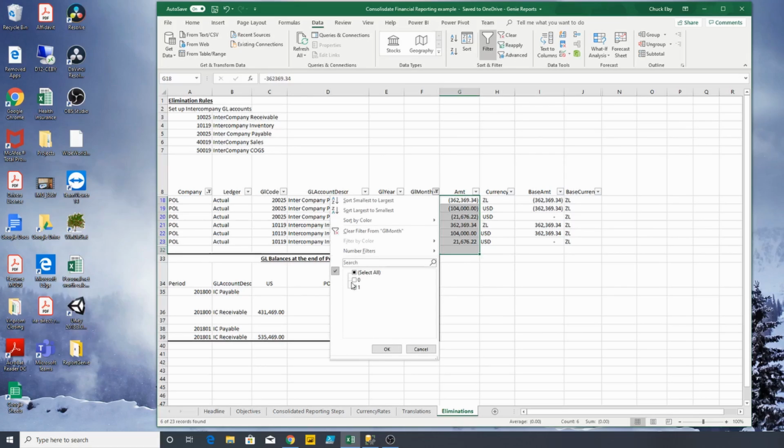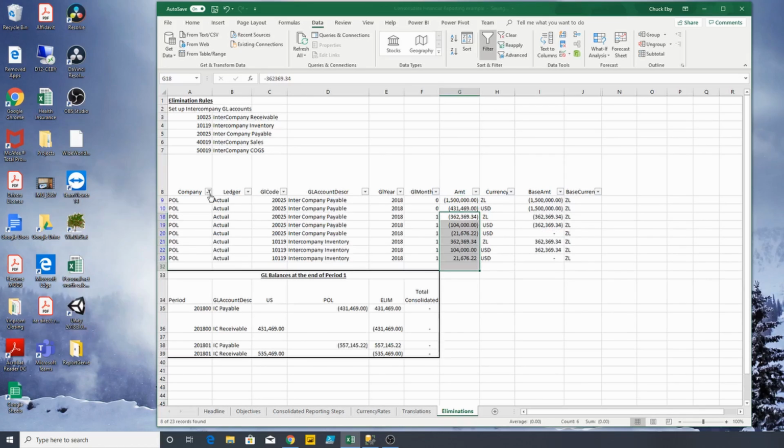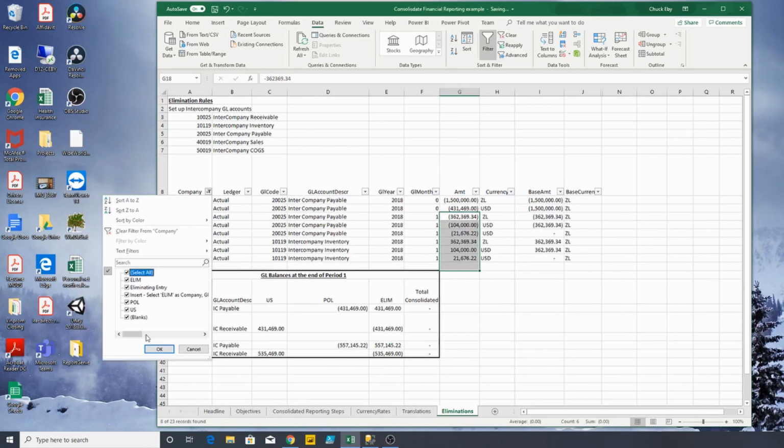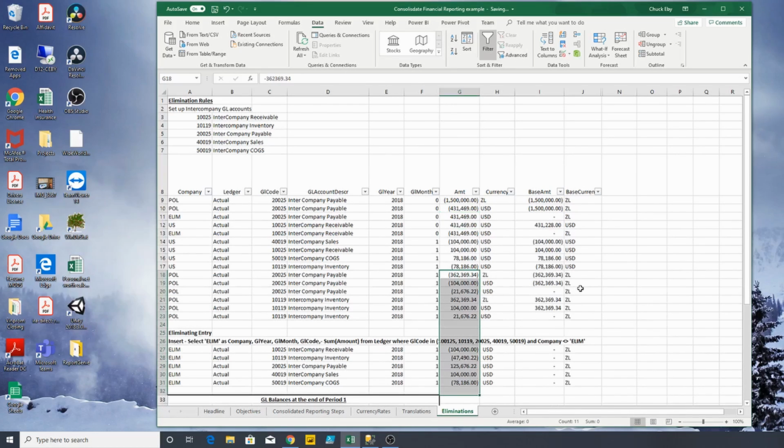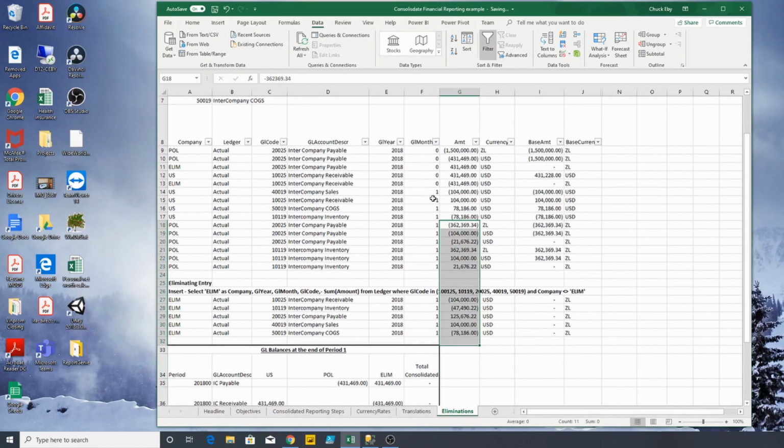Now let's talk about the eliminating entries. So for this transaction, for period 1, if you look at all of these transactions, the rule simply says, take the sum of all of these transactions for each of the accounts, flip the sign, and insert it into the ledger table with a business unit of elim.